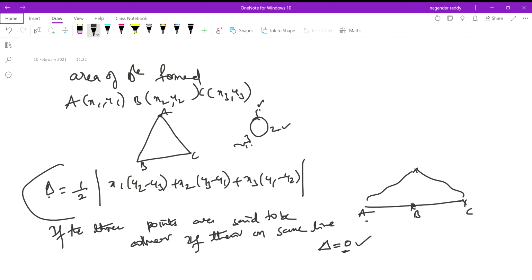That means point B is on that particular place. So that's why these 3 points are aligned on the line. These 3 points lie on the same line, and delta is equal to 0. This is the way we have found.